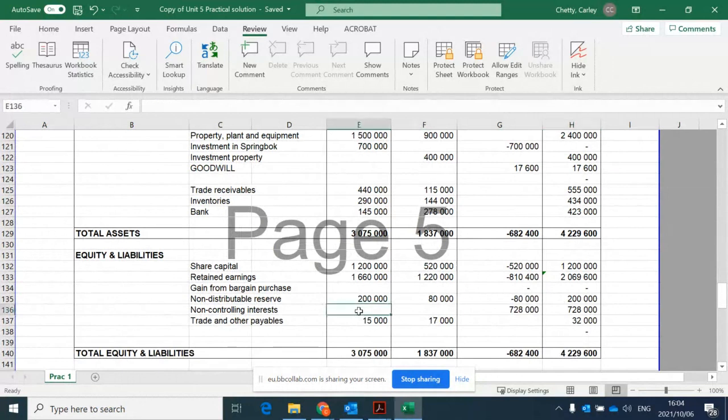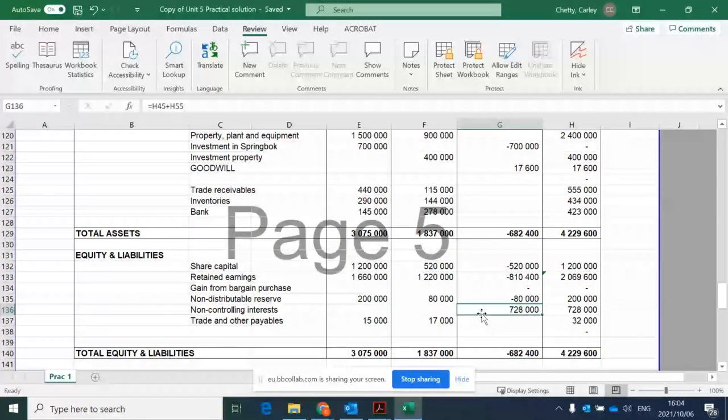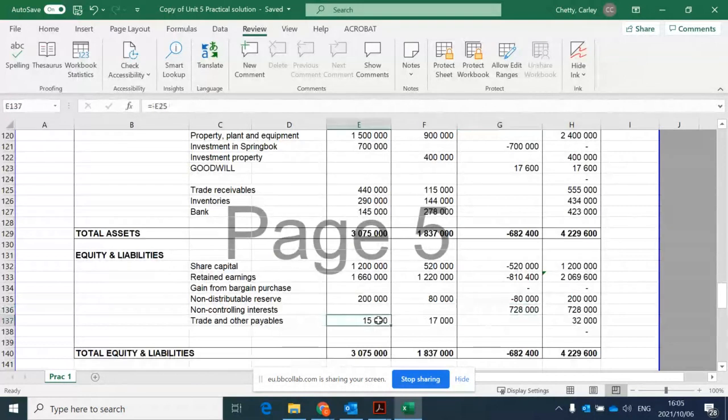Okay, so the non-controlling interests in the parent's separate books and in the subsidiary's separate books, neither of them will have any NCI. It's only when the group financial statements are prepared that we'll be raising non-controlling interest. Then we have trade and other payables. So we're simply taking the parent and the subsidiary and adding that together, and that will give us a consolidated trade payables figure of 32,000 Rand. Okay, so that is the statement of financial position.